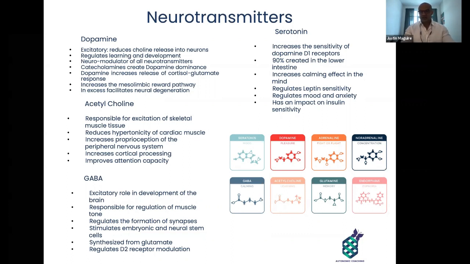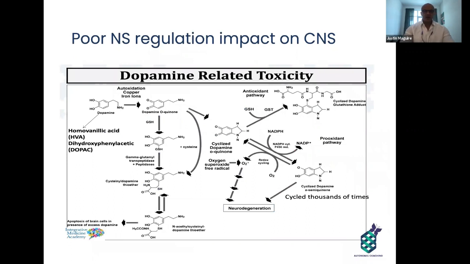90% of it is created in the lower intestine. Okay, so those that are struggling with large intestinal hydration are going to have negative impacts to the activity and formation of serotonin. It has an increased calming effect on the mind and regulates leptin sensitivity, regulates the mood and anxiety, has an impact on insulin sensitivity. Okay, just over here on dopamine.